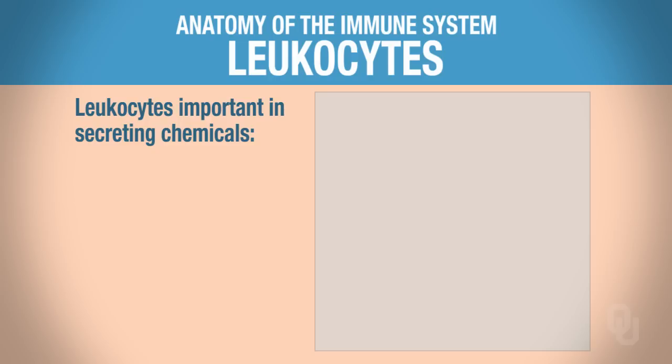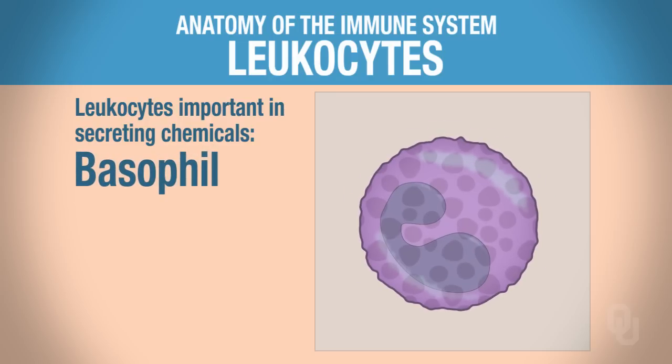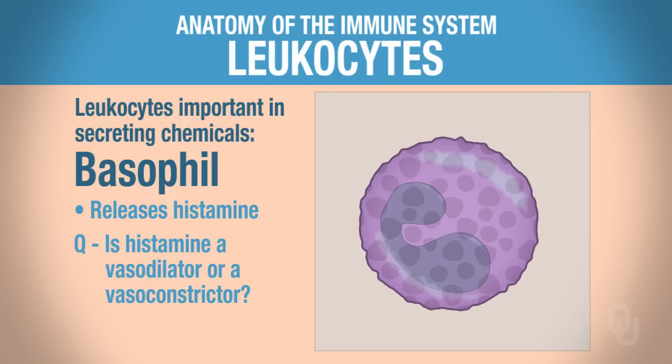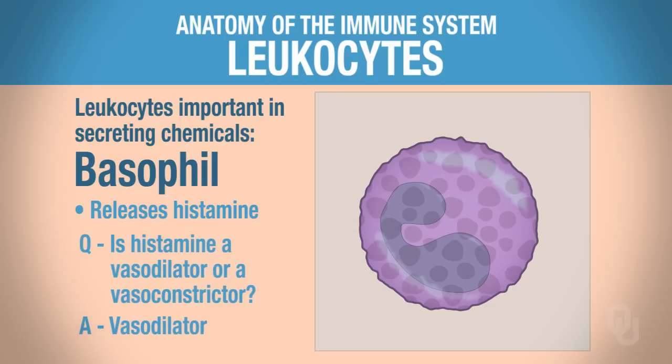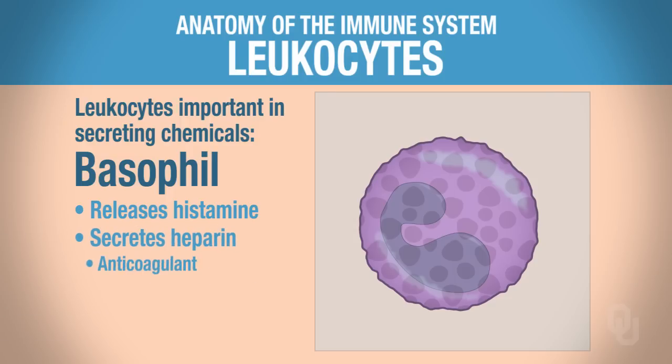Then there are other leukocytes called basophils that release some chemicals as well. Basophils can release histamine, and histamine, if you remember, is it a vasodilator or a vasoconstrictor? It's a vasodilator. And basophils will also secrete heparin. Heparin is an anticoagulant or used as a blood thinner. So if you have a blood clot, they would put you on heparin treatment. And what that would do is prevent further clotting, and it would also help break up that clot.